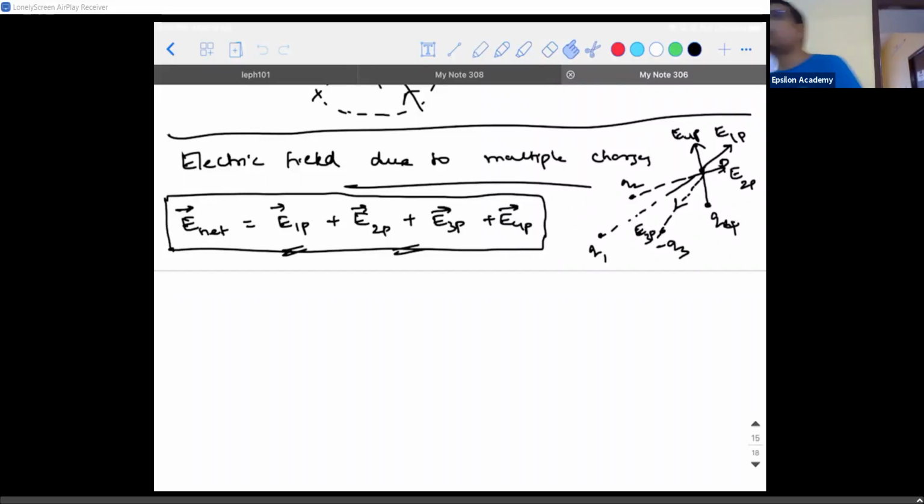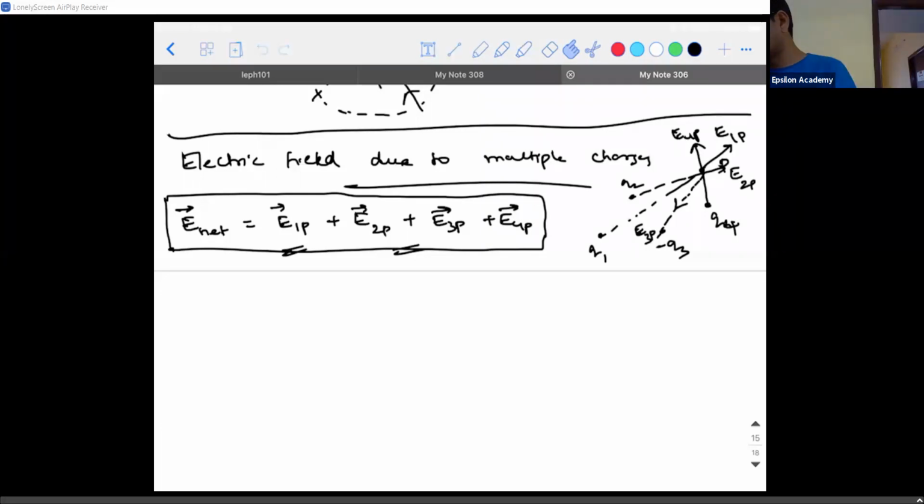If you have multiple point charges, then the net electric field is given as what? Vector sum. Don't use the word sum alone. You need to use the word vector sum of all the individual electric fields due to the charges present in the system. I hope it is clear. Now, we are going to see the application of it.